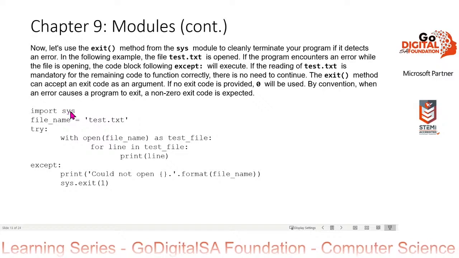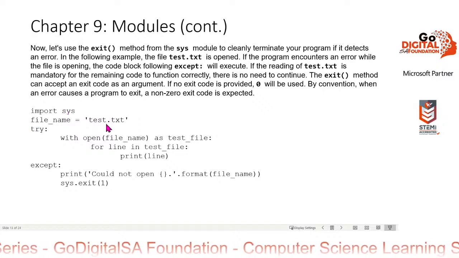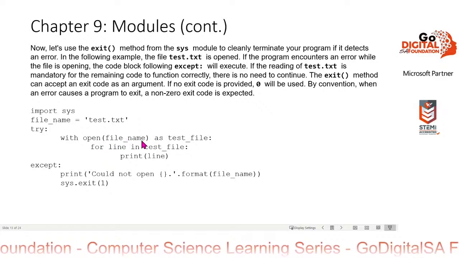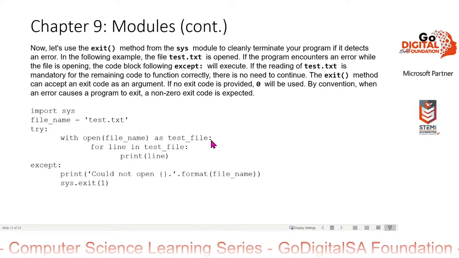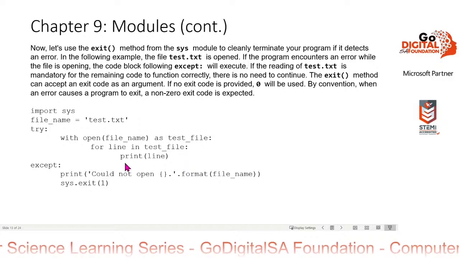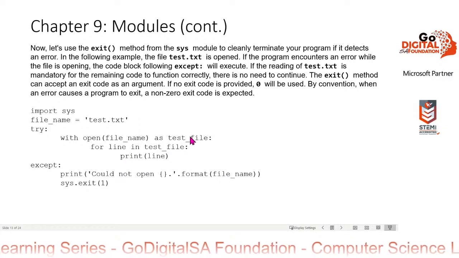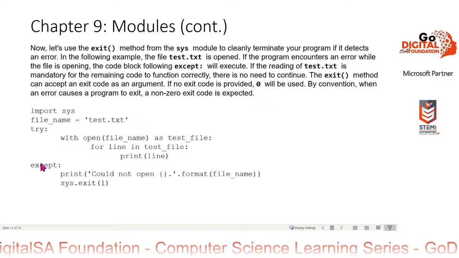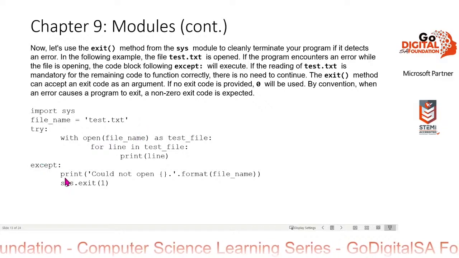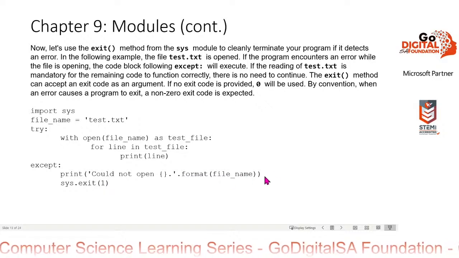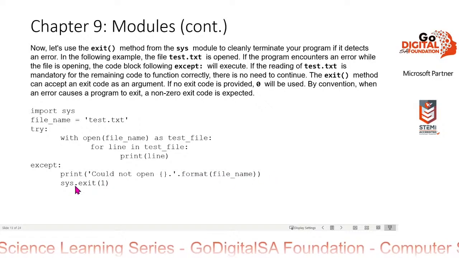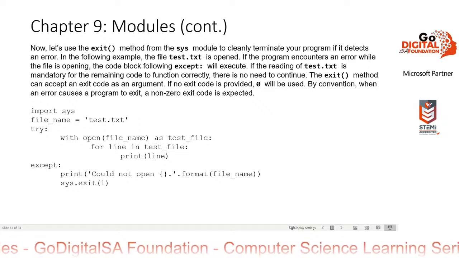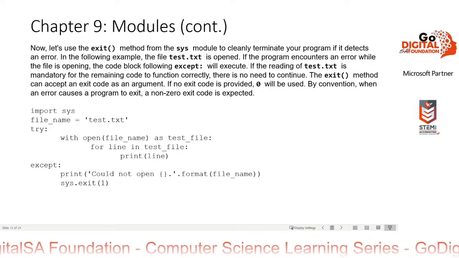Okay, so here we import sys. Now we're saying file name is equal to test.txt, and we try with open file name. So we're opening this file as test file, and then for line in test file, print line. So we want to go through this file, reading all the lines. If it fails to open the file, it throws an exception. And so now we can print could not open the file name, and then we call sys.exit(1). So this will exit cleanly from the program. It closes everything and ends the program.